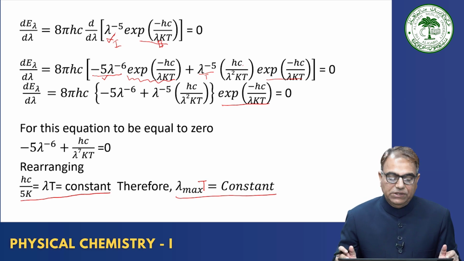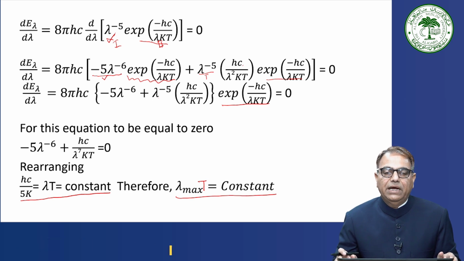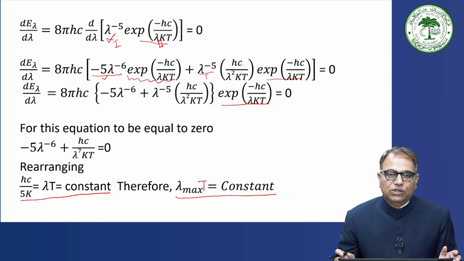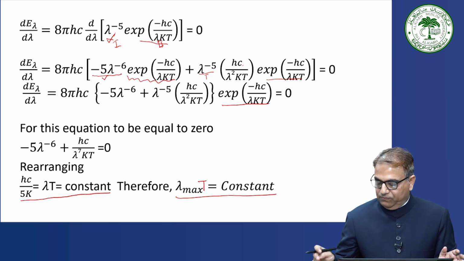Okay. So Wien's law you can derive from the Planck's radiation law simply by differentiating the equation with respect to lambda and equating it to 0. You get lambda max t is equal to constant, which is the Wien's law. So in the easiest terms, that we have derived.